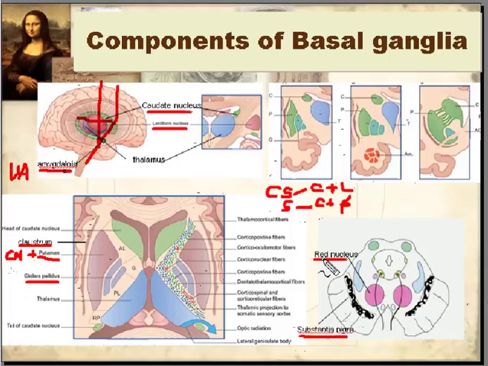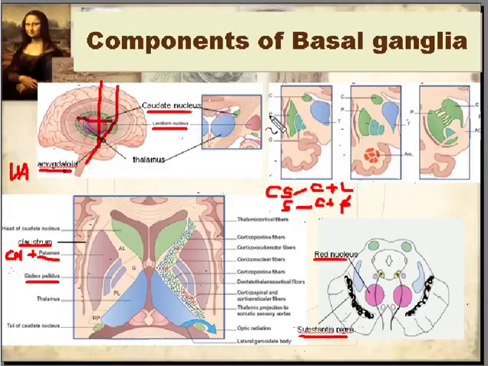Now if you look at each of these main components and describe them, the caudate nucleus is a C-shaped mass of gray matter. It has a large head. Then this area is the body of the caudate nucleus, and then this is the tail, which ends in that amygdaloid nucleus, which is present in the temporal lobe. Now you can see here it is related to the floor of the lateral ventricle, so you can see how it forms the floor of the lateral ventricle.